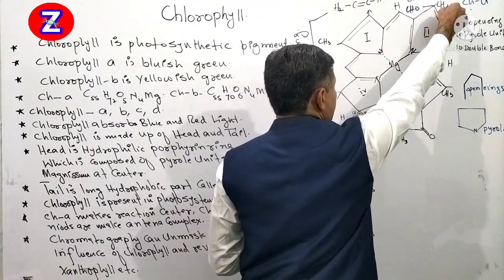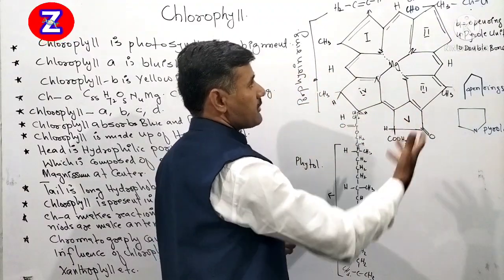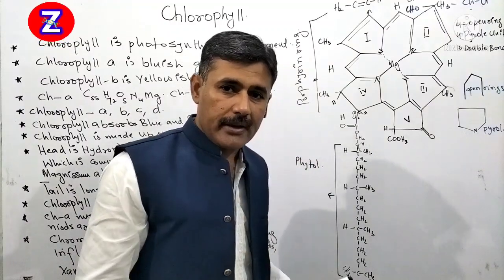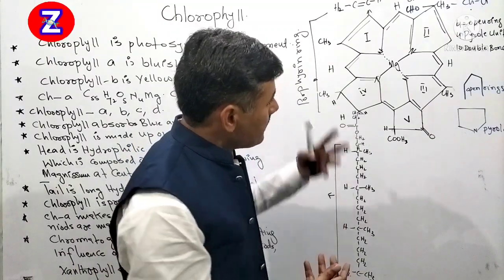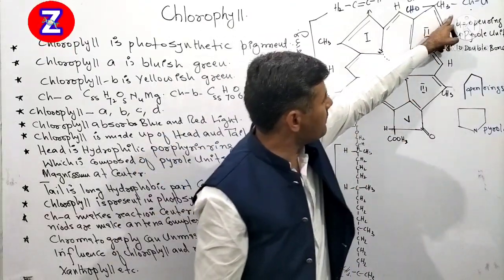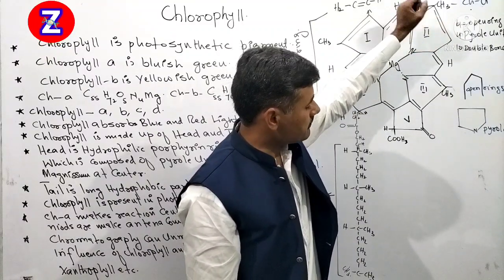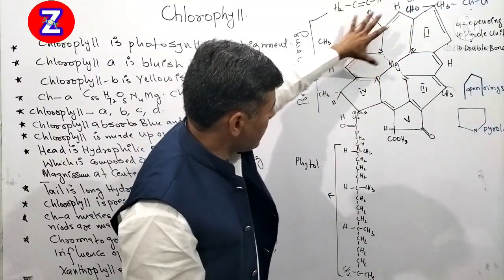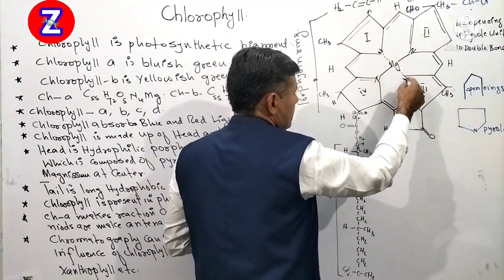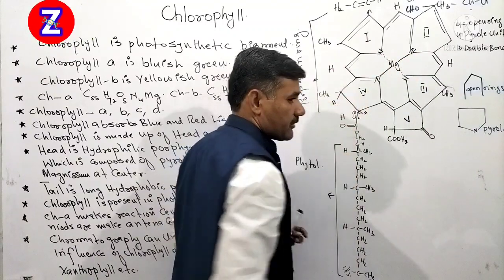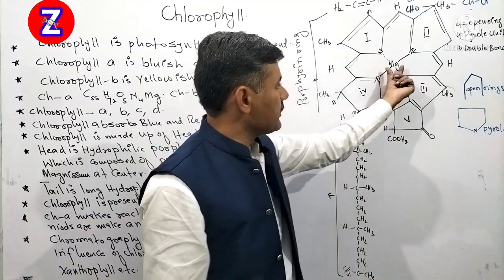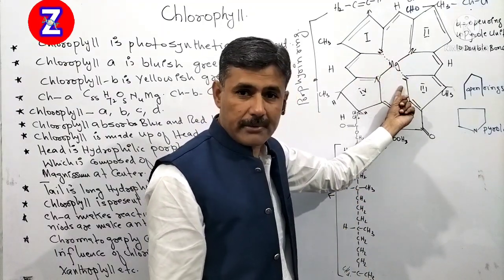Especially on pyrrole number 2, if we have a methyl group, we consider it chlorophyll A, and if it's an aldehyde group, we consider it chlorophyll B. This is just a slight difference in the structure of chlorophyll A and chlorophyll B. If it's methyl, it's chlorophyll A, and if it's aldehyde, it's chlorophyll B. In this porphyrin, at the center, all these pyrrole units contain nitrogen. It has 4 nitrogens, and these nitrogens are bonded with the central magnesium with 2 complete and 2 incomplete bonds.